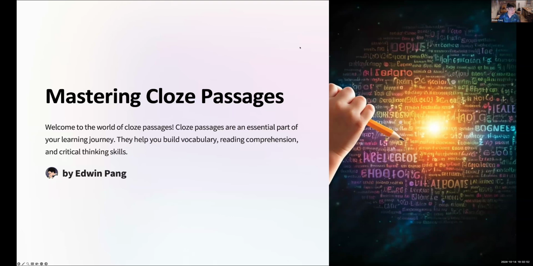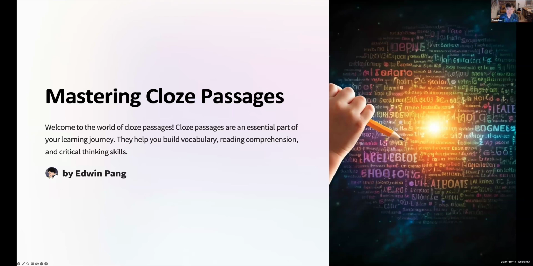All right. So the first section of today is just going to be me sharing 10 quick slides to review some strategies that we use when it comes to closed passages. Okay. And as well as to bring you all through the three major types of closed passages that you will encounter on Monday when you sit for your exam paper 2.